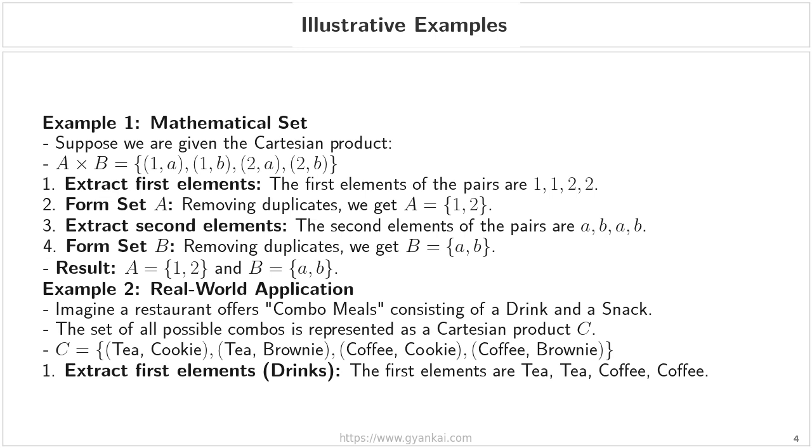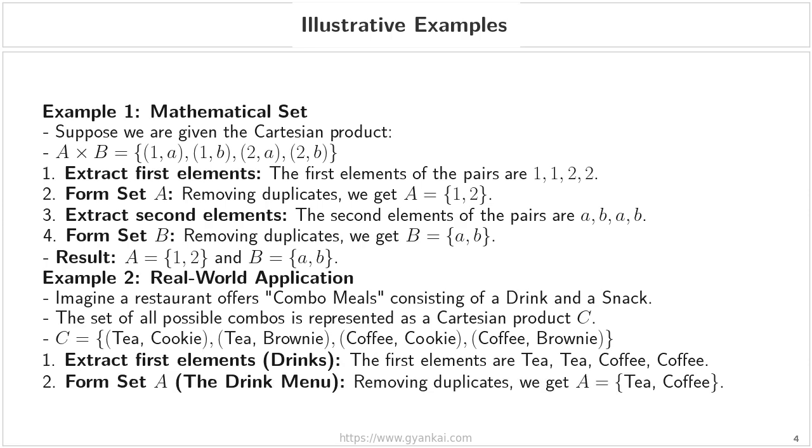Let's derive the original menus using the same process. First, let's identify the first elements, which in this case represent the drinks. We see tea, tea, coffee, and coffee. By removing the duplicates, we find that the drink menu, or set A, is the set containing tea and coffee.